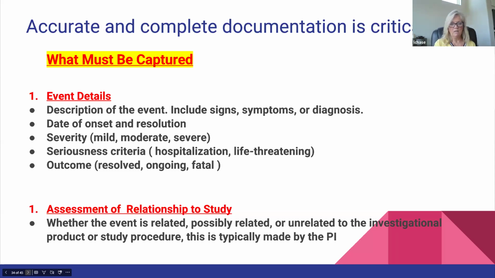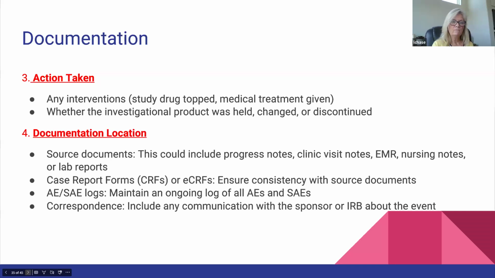Assessment of the relationship to the study. So whether the event is related, possibly related, or unrelated to the investigational product or study procedure. This is typically made by the PI. And then action taken: any intervention, whether the study drug was stopped, or medical treatment was given. So what did you do? And whether the investigational product was held, changed, or discontinued.